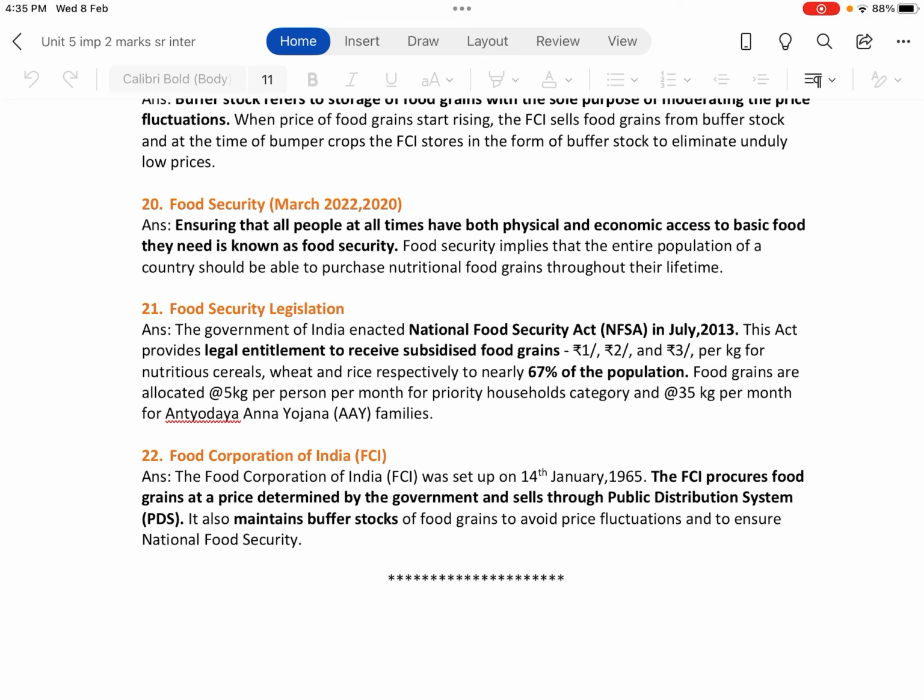So if it maintains the buffer stocks, and if the Food Corporation of India releases the food grains at the time of shortage, then there will be both the physical as well as the economic accessibility of food grains to the people. So in order to ensure the national food security, it also maintains the buffer stocks and also to avoid the price fluctuations. Okay. Now these are all the 2 marks questions in Unit 5 Agricultural Sector, and as usual I have also mentioned in which years some of the questions have appeared in the board exam.